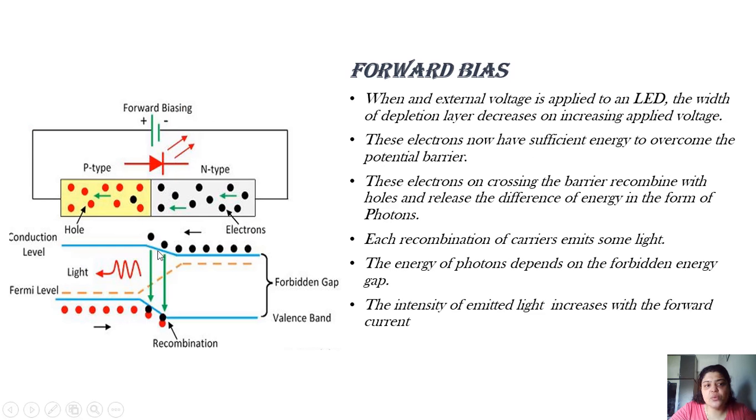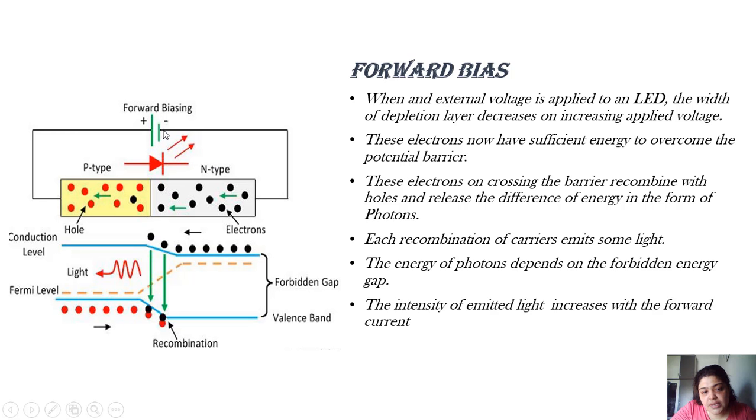Now let us see what exactly is the forward bias condition of an LED. What you have done is the P side is connected to the positive of the battery and the N side is connected to the negative of the battery. What will happen because of this connection? You are connecting the negative terminal to the N-type material.